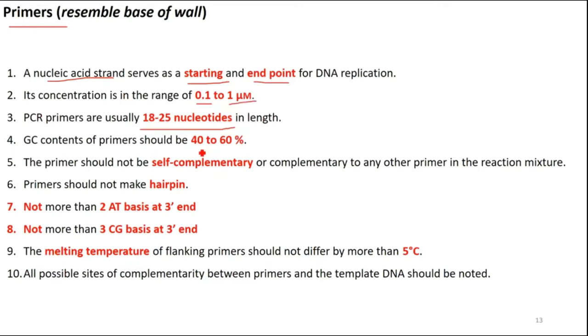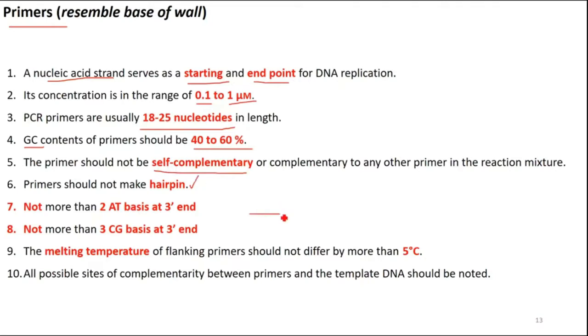If the primers are self-complementary, they will bind to each other and not to the target sequence, and there will be no amplification. The primer must also not form a hairpin, because if they form hairpins, they will not bind to the target sequence. Not more than 280 bases should be at the 3' end. If this is the 5' end of the primer and this is the 3' end, there should not be more than 280 bases. Usually it is recommended at the 3' end.